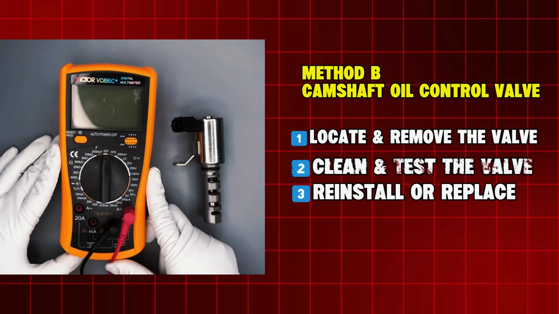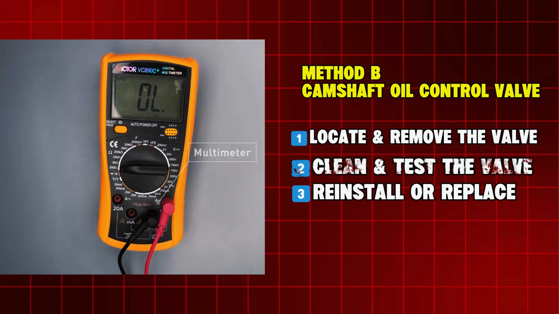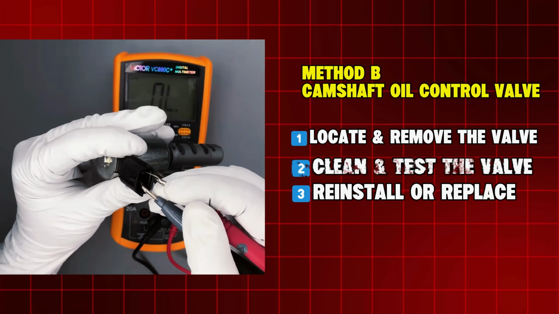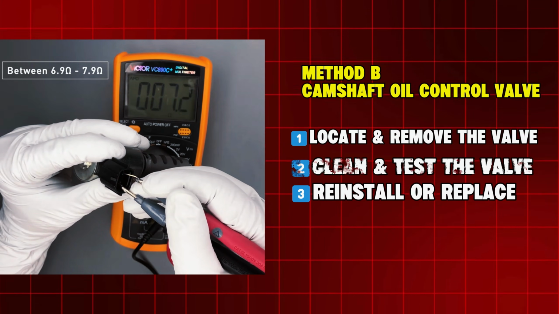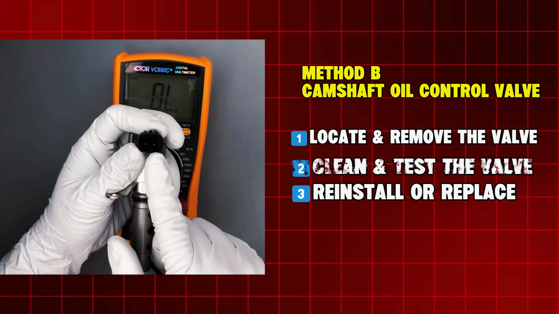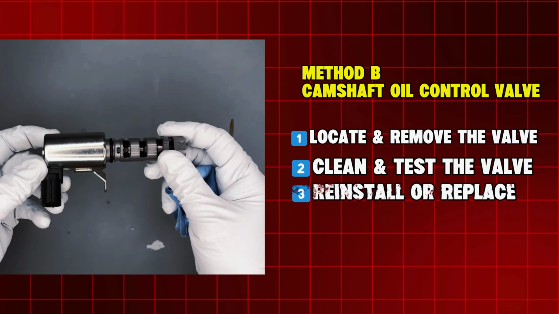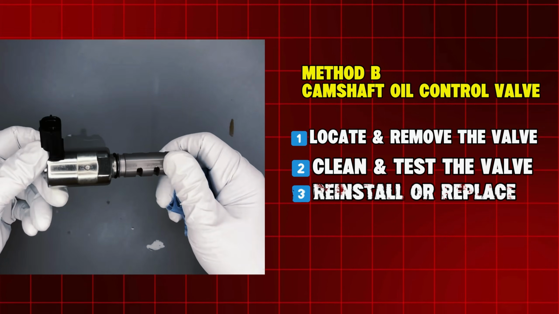Test resistance with a multimeter. At 68 degrees Fahrenheit, 20 degrees Celsius, resistance should be 6.9 to 7.9 ohms. No reading? Replace the valve: reattach the clean valve, or install a new one if faulty.